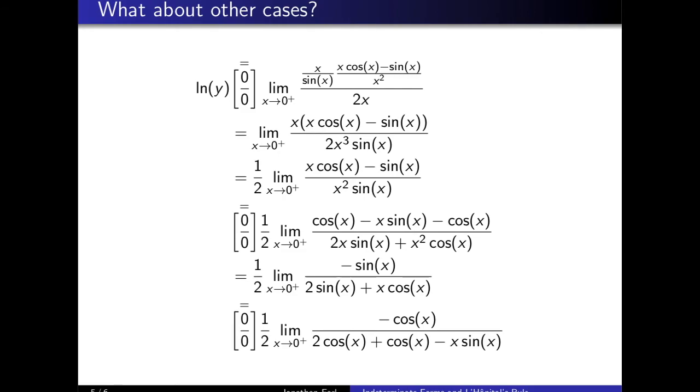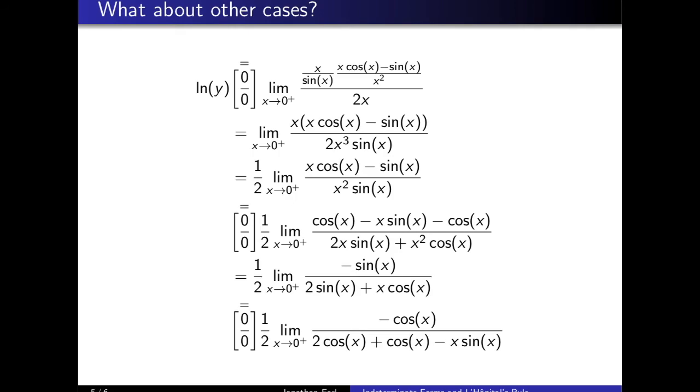And what we would see from taking the derivative of the numerator and also the denominator, we could simplify it a little bit and get 1/2 times the limit as x goes to 0 from the right of minus sine of x over 2 sine of x plus x cosine of x. So one thing you want to do whenever you're doing L'Hopital's rule is, after you take the derivative, cancel as much as you can, simplify as much as you can, because if you don't, you could wind up making the problem much, much harder on yourself.